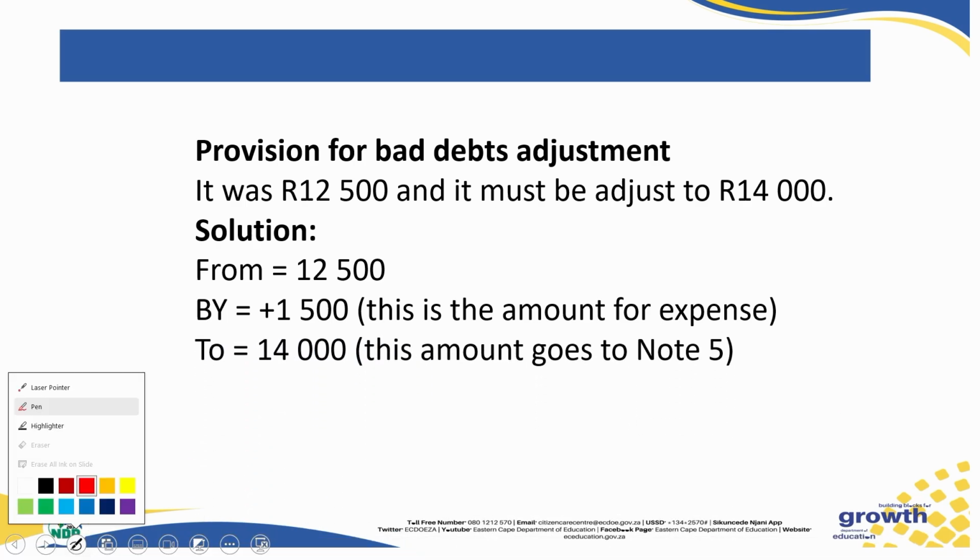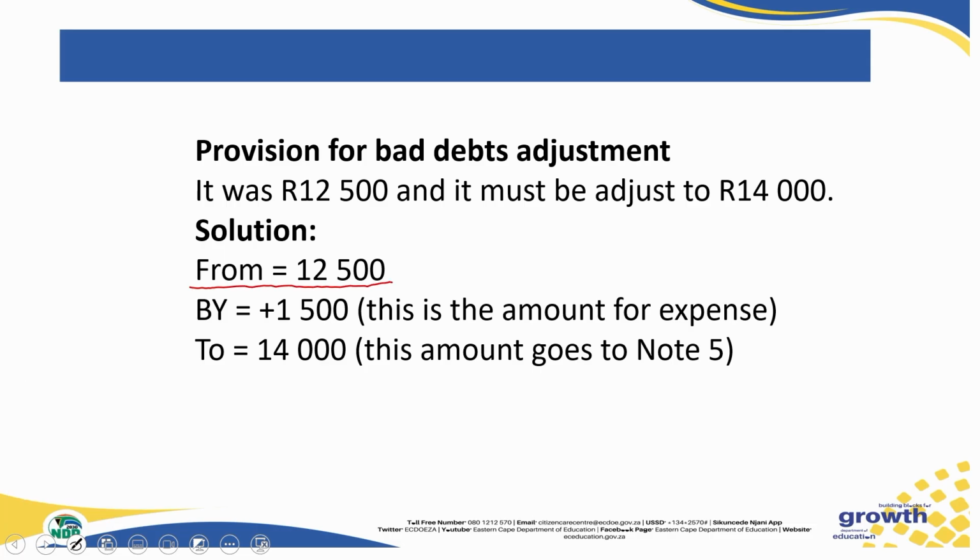Okay, so with this one, what you need to remember here is that we are going from 12,500. We are going by 1,500. This is the expense amount that you're going to put in there because we are increasing it. And we are going to 14,000 Rand. And this would go to note number 5. So this is our new provision for bad debts in note number 5.